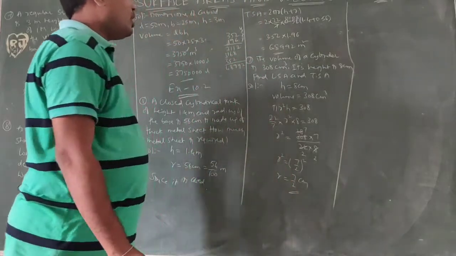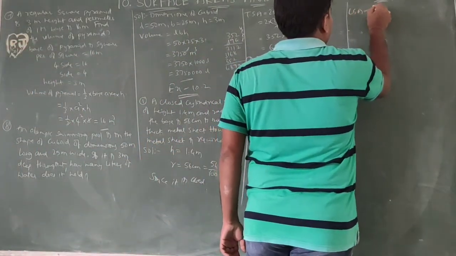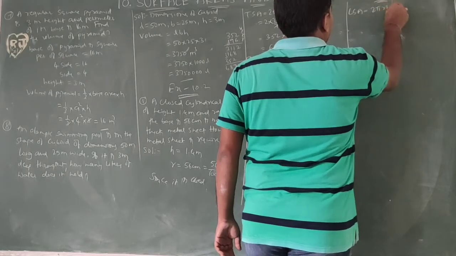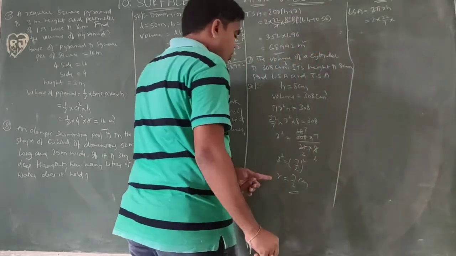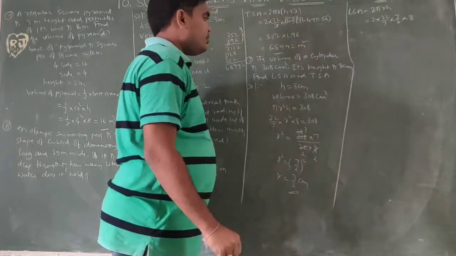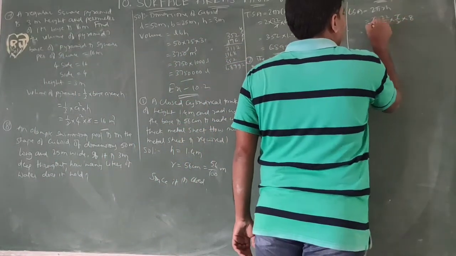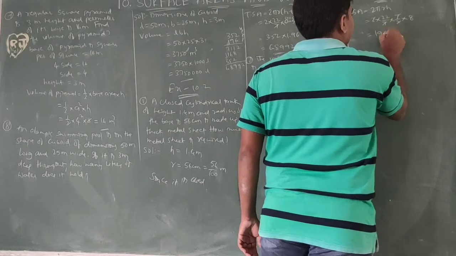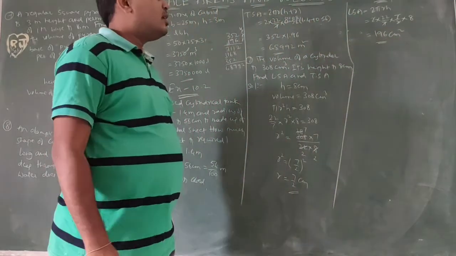Okay. Now what we need? LSA and TSA. LSA lateral surface area 2 pi RH. 2 into 22 by 7 into R value 7 by 2 into H value 8. So 7 cancel, 2 cancel, 22 into 8 196 centimeters square. So this is the lateral surface area.